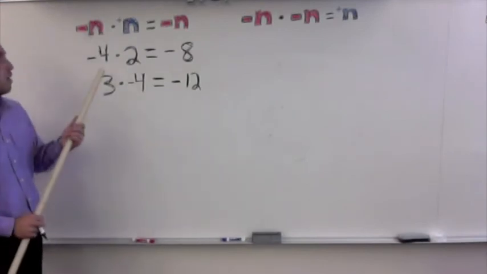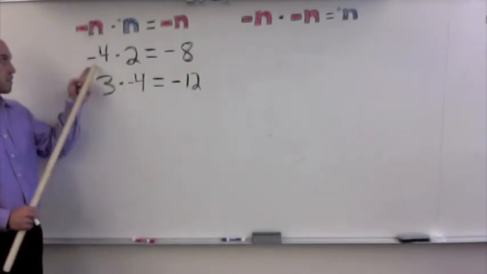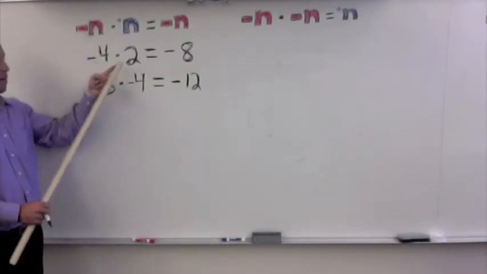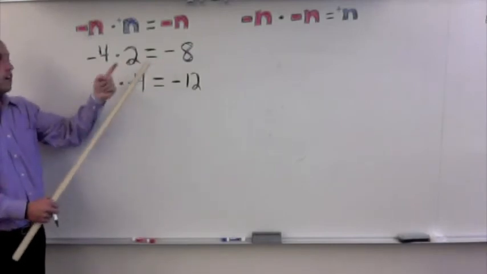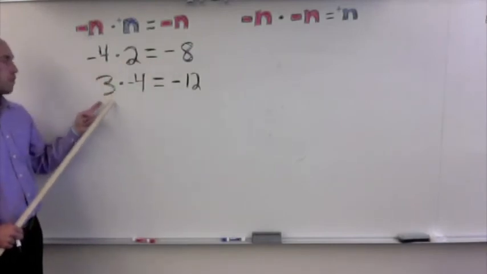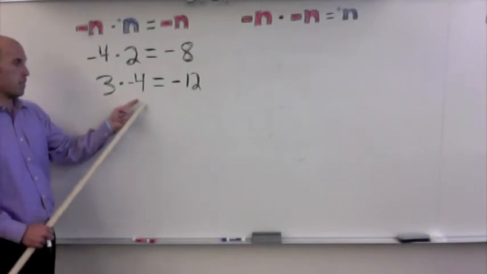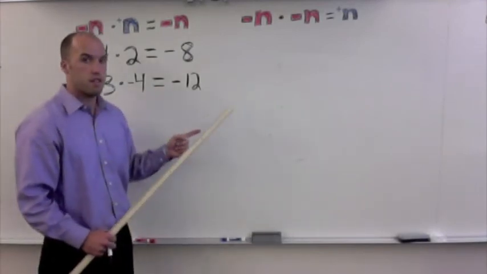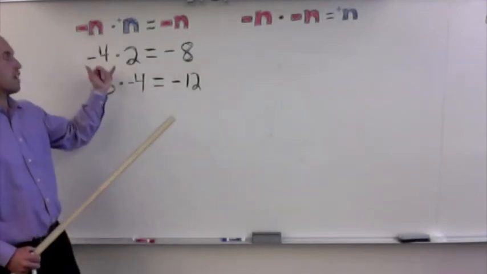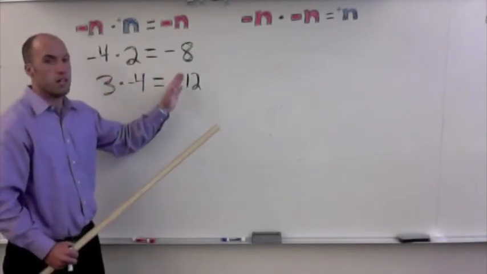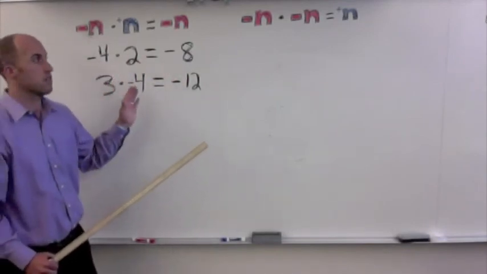Do you notice how in this example, the negative number was first and the positive number was second, and it was still negative? In this second example, the first number is positive and the second number is negative, but it's still negative at the end. It doesn't matter which order the negative and the positive go. It's still going to be negative at the end if they're unlike signs.